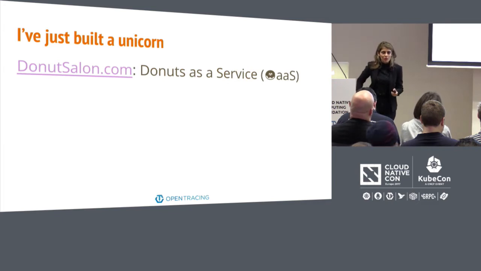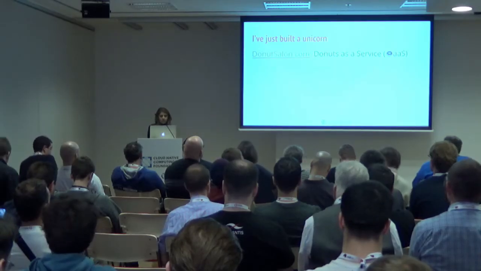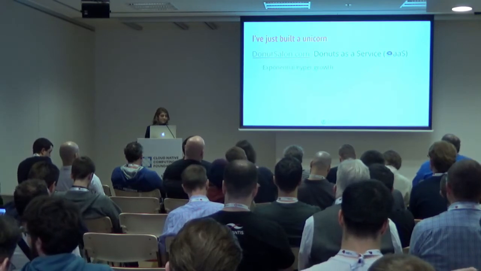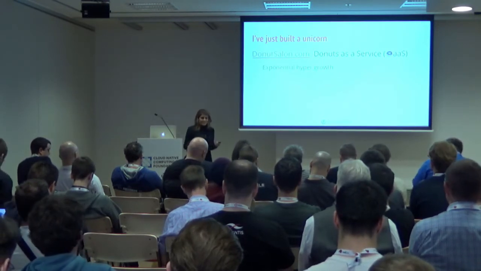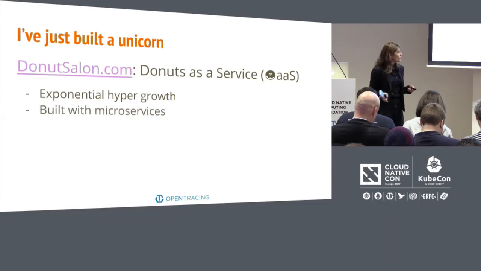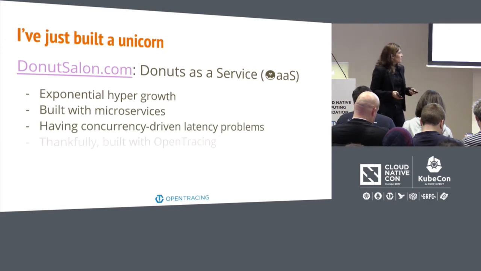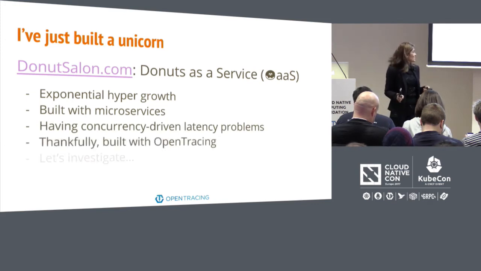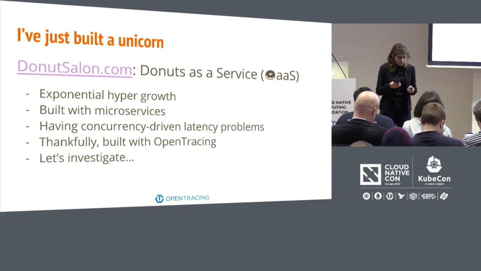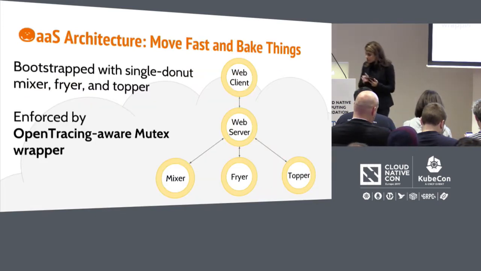Please take out your mobile phones and go to donutsalon.com, which is Donuts as a Service. This is my startup that I have built. It's experiencing hyper growth, growing really fast. It's built with microservices, but we're having concurrency issues. But we built it with OpenTracing. It was really smart. So let's go to donutsalon.com, please. I am going to do that too.